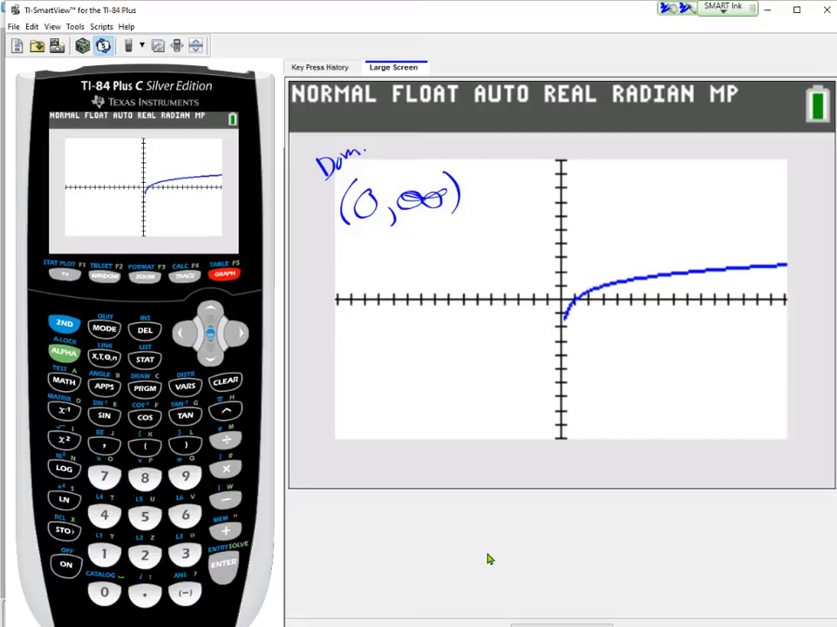You guys got a domain? Range. How low does this function go? It comes down from negative infinity, right? So that's going to go from negative infinity. How large will it get? It will also go to infinity. Good. So there you go.